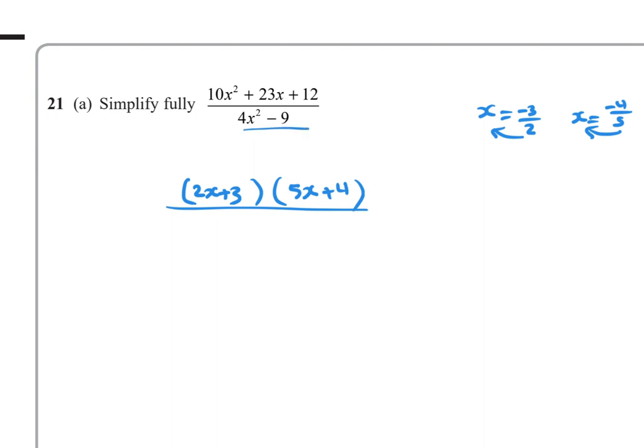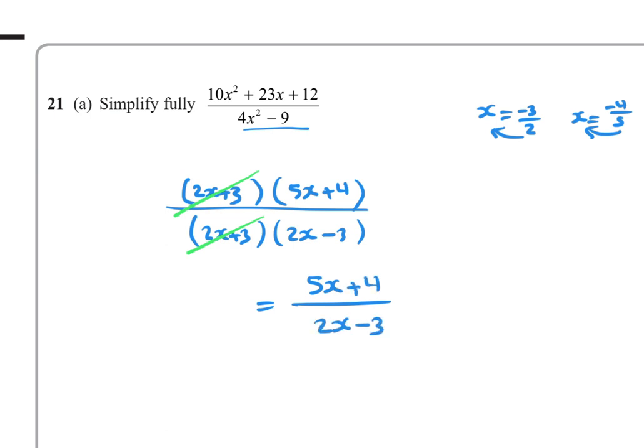Now the denominator, no common factor, difference between two squares, so factorize, two brackets, 2x plus 3 and 2x minus 3. Now cancel the common factor, so you are left with 5x plus 4 over 2x minus 3.